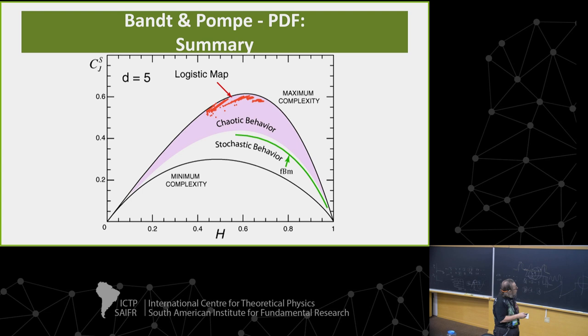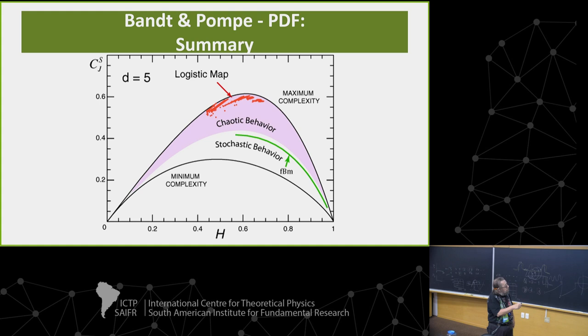Basically, we have the representation of the general behavior in an entropy complexity plane. This is kind of half moon. For the chaotic system, without noise, we see that it is localized near the maximum complexity curve.